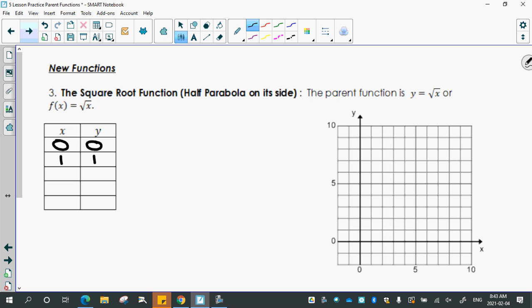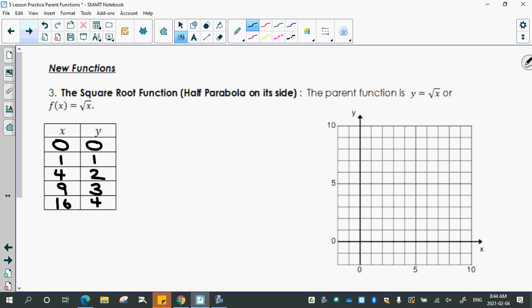What's the next perfect square after 1? 4. Correct. Okay. Square root of 4 is 2. So that's 0 squared, 1 squared is 1, 2 squared is 4, 3 squared is 9. Square root of 9 is 3. And then 4 squared is 16, and the square root of 16 is 4. Okay? So let's see what this looks like.